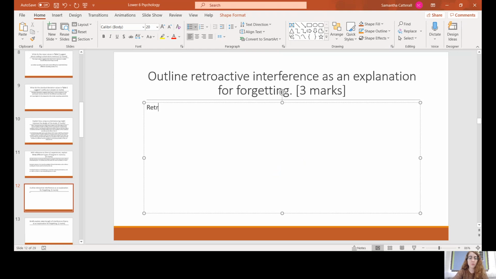So retroactive interference is when a newer memory disrupts an older memory so that it is forgotten.